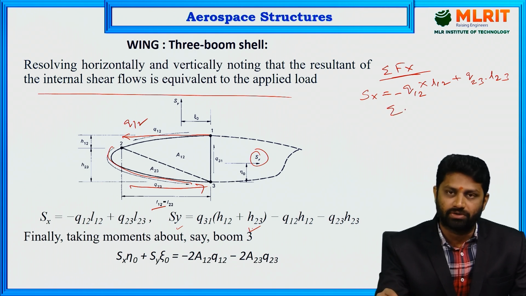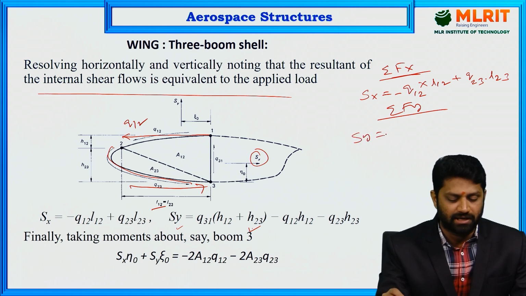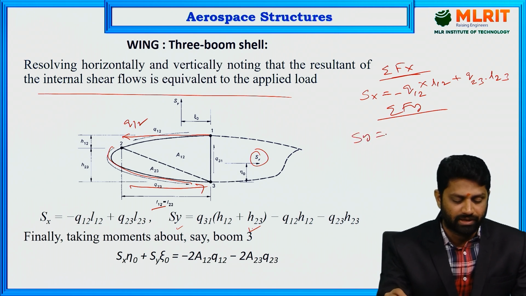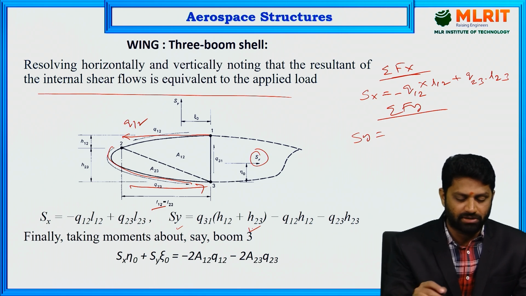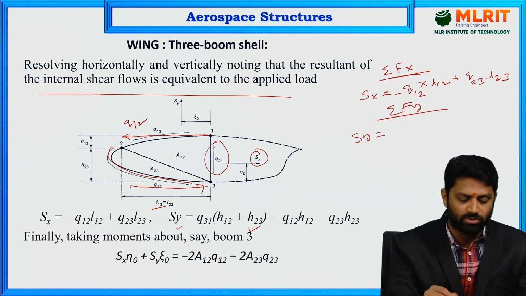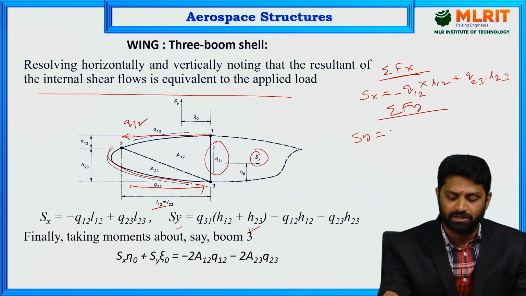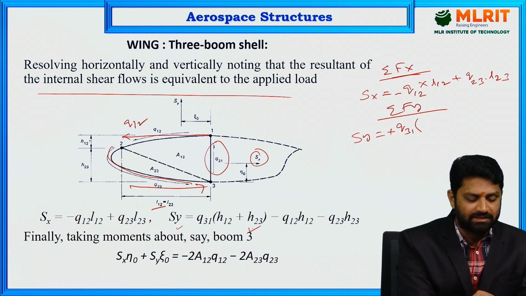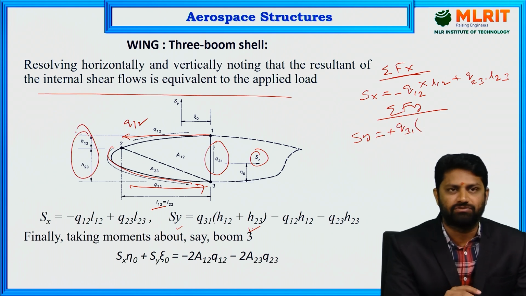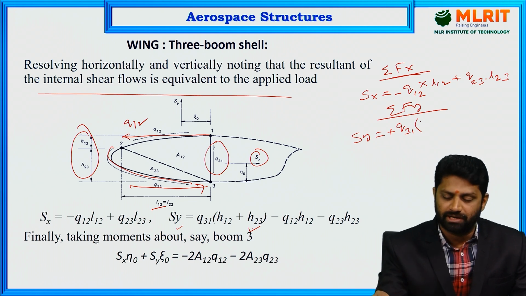Similarly, if you try to write sigma Fy, that is forces in the vertical direction, the applied shear load is Sy, and that should be equal to, now again similarly here, if you look, this is a straight force q31 which is acting in the upward direction, so you can take it positive. So q31 into its length, which is the combination of both the depth h12 as well as h23. So I am writing h12 plus h23.